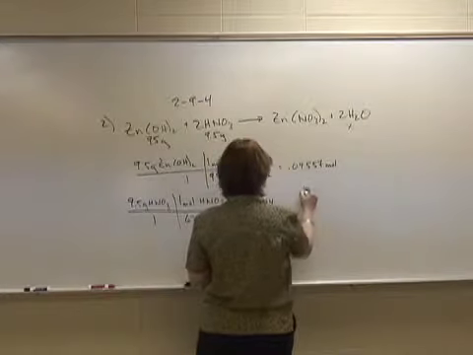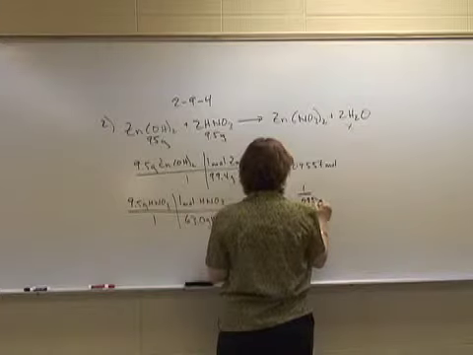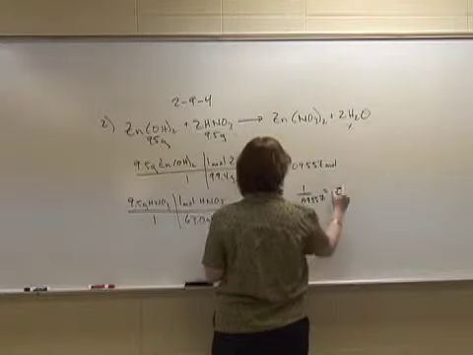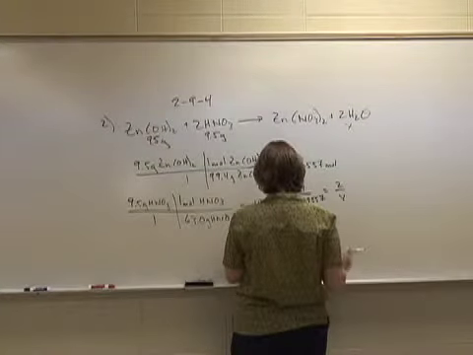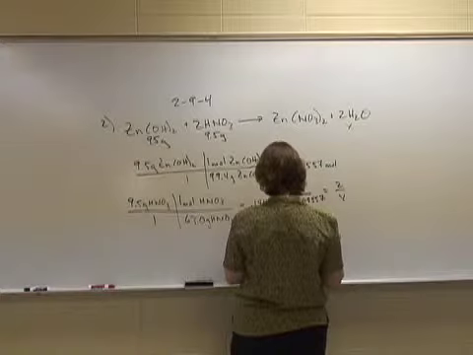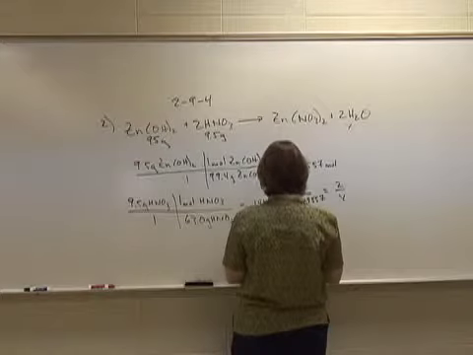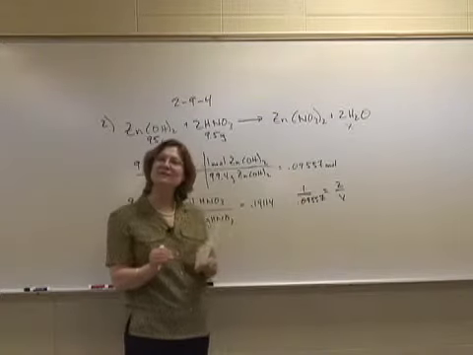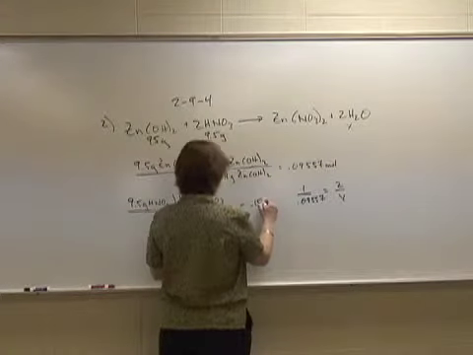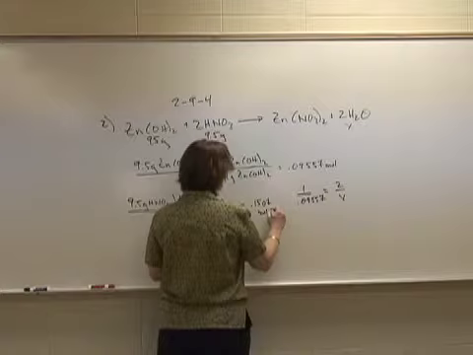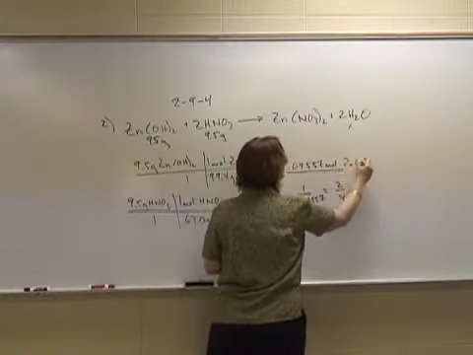When I say 1 is to 0.09557 as 2 is to X, and when I multiply this out, excuse me, I made a mistake. And this is actually 0.1507 moles of the nitric acid. And this is my moles of my zinc hydroxide.